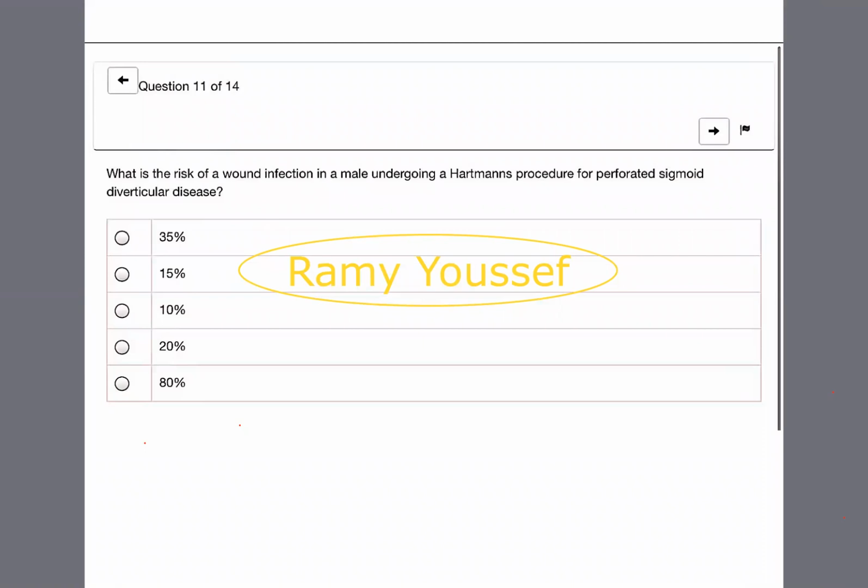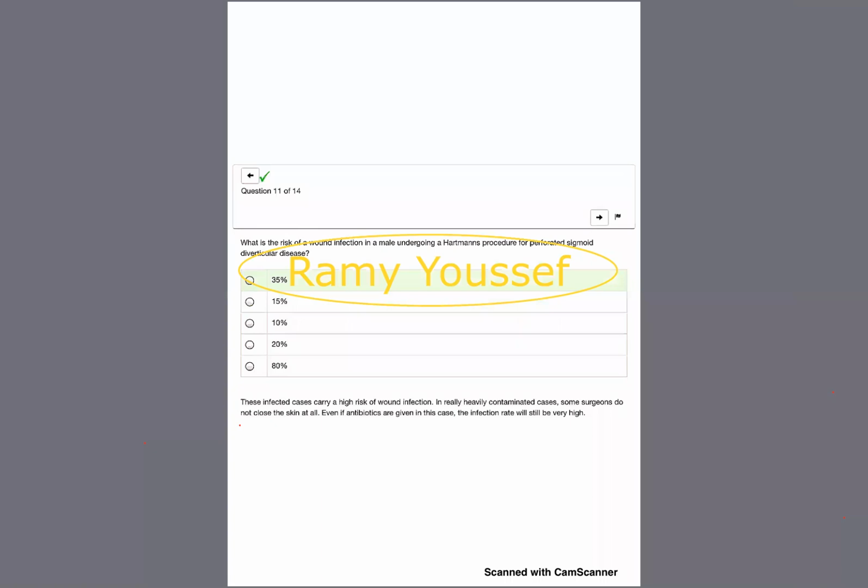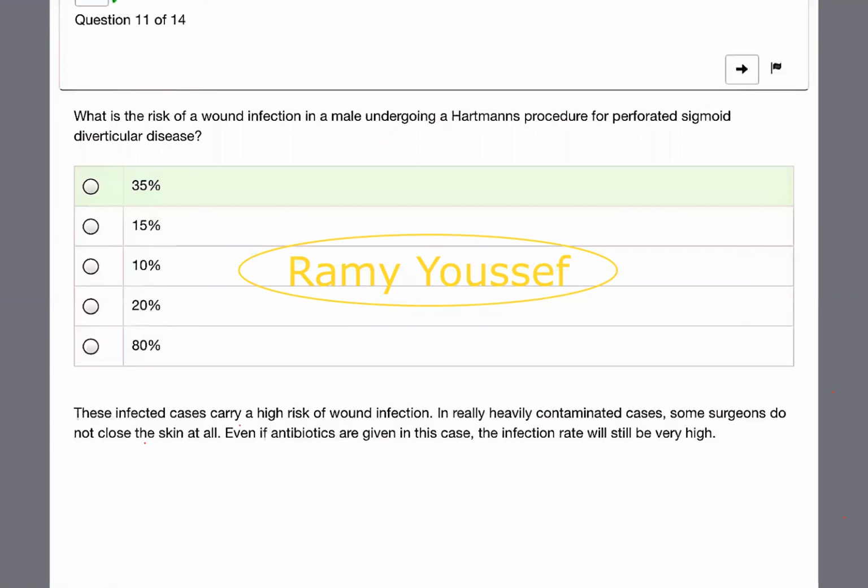Next question, Dr. Ali, tafaddal. What is the risk of wound infection in a male undergoing Hartmann procedure for perforated sigmoid diverticular disease? Let me see, 35. Yes, exactly. This is a heavily contaminated operation, and it's up to 35%. A 35% rate of infection here.